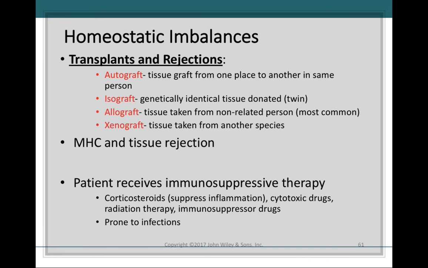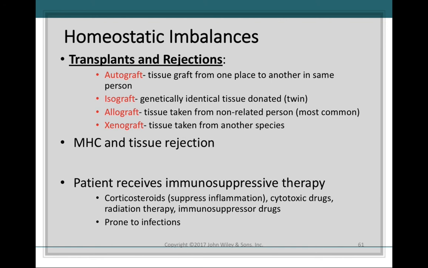Transplant rejection is another disorder that we see related to the immune system. There are different types of transplants, and if not carried out properly, our immune system starts to recognize that the transplanted organ is foreign, and in response to this, our own immune system starts to reject that organ. The 4 types of transplants are autografts, isografts, allografts, and xenografts.